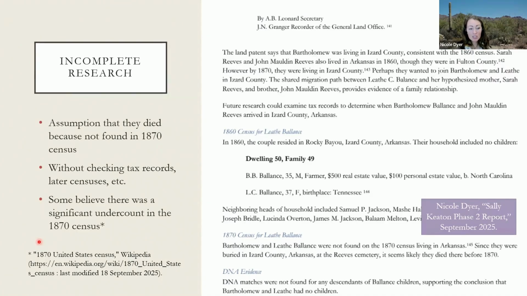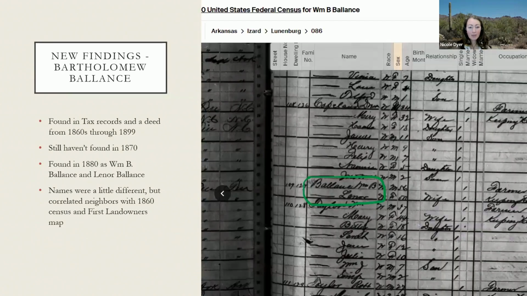But this was a case where I just could never find them in 1870. So I thought they died. Well, in my current phase of the Research Like a Pro study group, where I looked into the Arkansas records for the Reeves family, I found Bartholomew Ballance in tax records and a deed in 1899. And you should have seen my face when I saw his name on a deed in 1899, because I was racking my brain trying to figure out why a dead man would have a deed. And I finally realized he was alive after I saw him on multiple tax records in the 1880s.